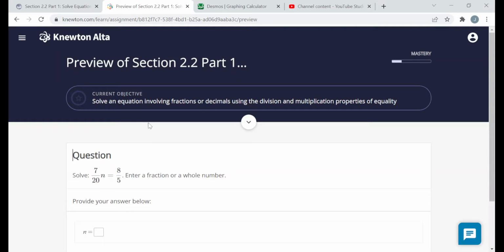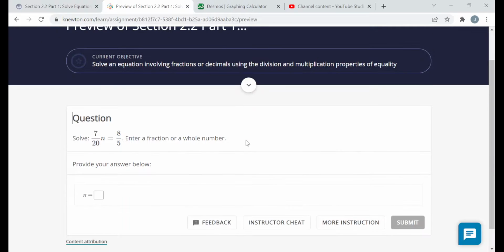Alright, so now we're jumping to the other objective, the third objective that we haven't seen yet. Solving an equation involving fractions or decimals using the division and multiplication properties. Alright, so this one has fractions again. And we're asked to enter a fraction or a whole number, depending on what the solution is.